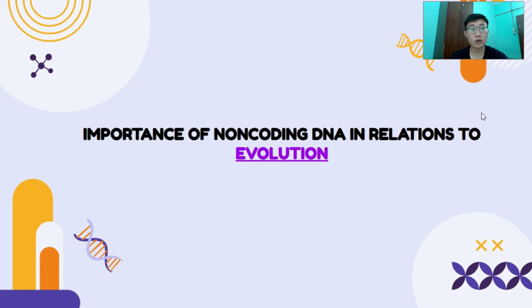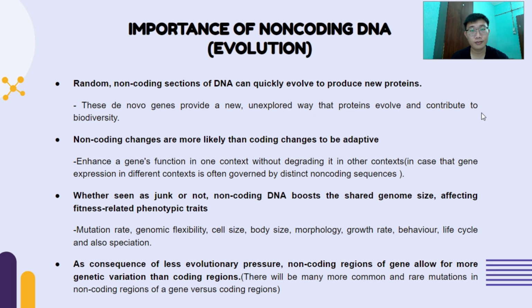Furthermore, let's proceed to our next aspect, which is evolution. The random non-coding sections of DNA can quickly evolve to produce new proteins. These de novo or from scratch genes provide a new, unexplored way that proteins evolve and contribute to biodiversity, according to the scientists. The non-coding changes are more likely than coding changes to be adaptive, because a non-coding mutation is more likely to enhance a gene's function in one context without degrading it in other contexts, given that the gene expression in different contexts is often governed by distinct non-coding sequences.